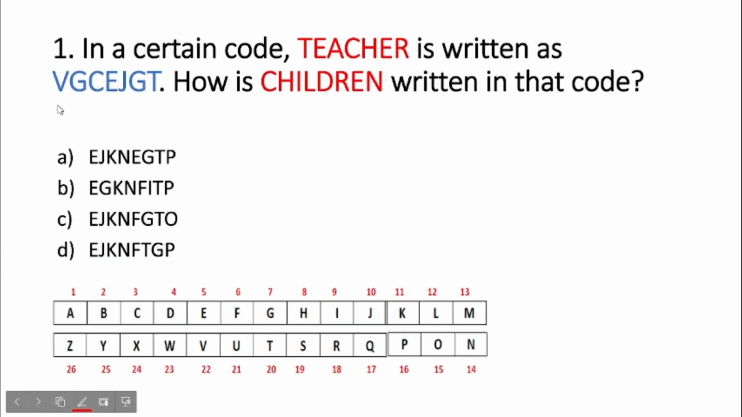This is the first one. Let's see what it's given. In a certain code, teacher is written as some word, and how is children written in that code? So first we need to find out the relation between teacher and this given word, and apply the same logic to children and find out the answer. So let's start with teacher.